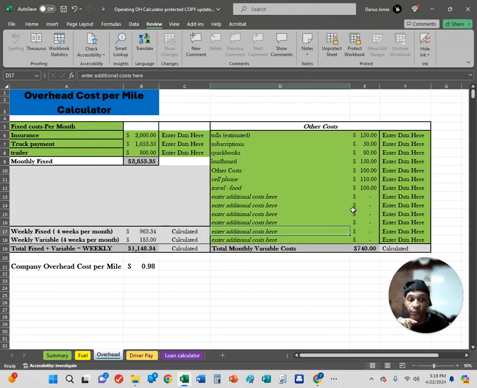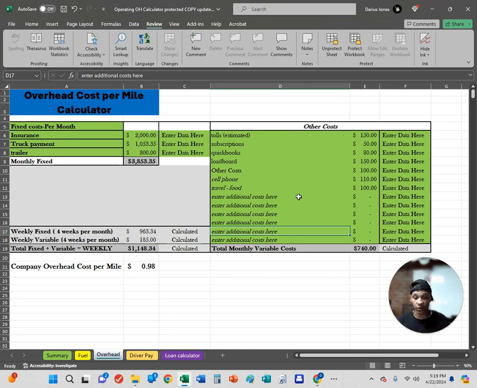Okay, so this section of the overhead calculator is extremely important, guys. Don't overlook this, and don't forget to make sure you're adding in everything. My costs are different than your costs are different than their costs, etc., etc. So this is the overhead cost per mile calculator.